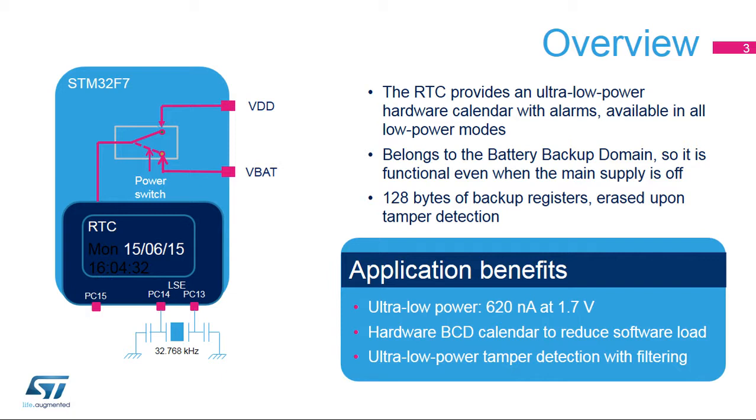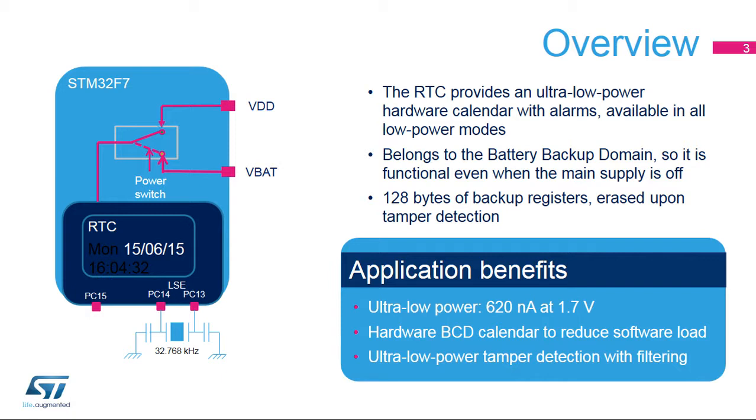Additionally, when it is clocked by the low-speed external oscillator, or LSE, at 32.768 kHz, the RTC is functional even when the main supply is off and when the VBAT domain is supplied by a backup battery. The RTC embeds 128 bytes of backup registers used to preserve data when the main supply is off. These backup registers can be used to store secure data, as they are erased when a tamper event is detected on the tamper pins. The RTC consumes 620 nanoamps at 1.7 volts, including the LSE power consumption.